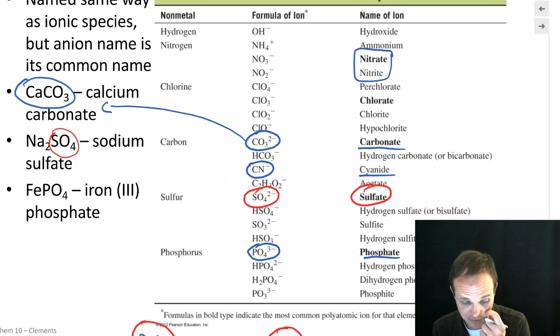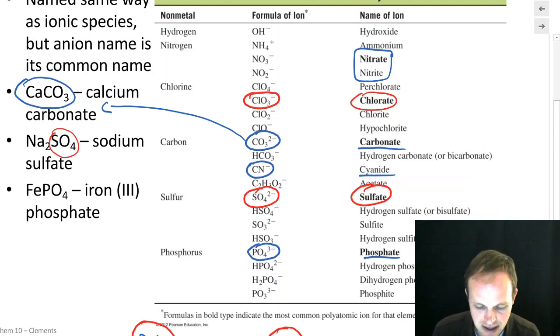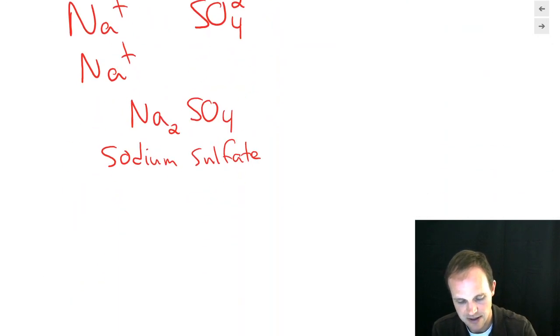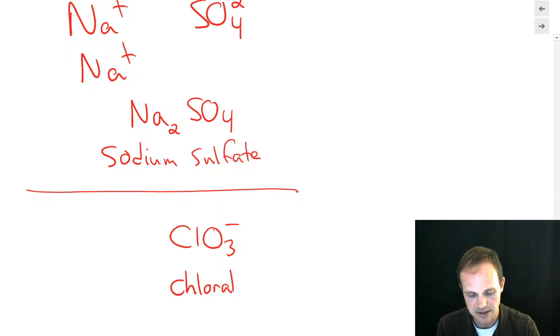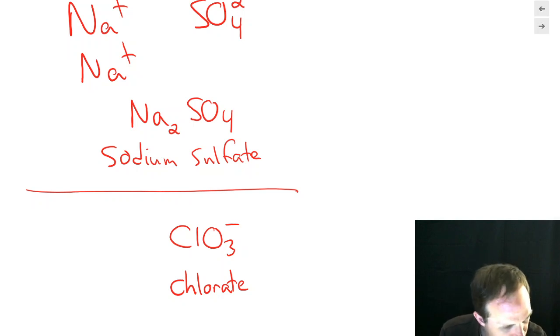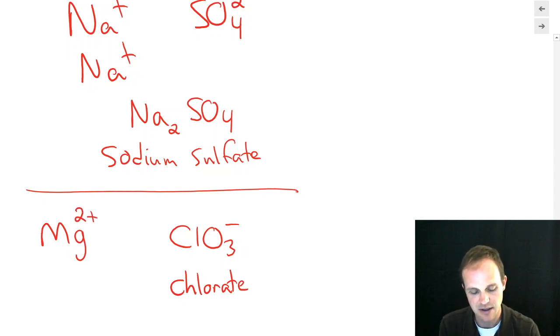Let's do another simple example before I go on to the next one. Let's pick chlorate here. Chlorate is ClO3 with a single minus charge. So I'm going to write that down here. Scroll back down. I've got chlorate, ClO3 minus. Let's go ahead and pair that with magnesium. Now magnesium, what kind of charge does it have? It's an alkaline earth metal, so it's got a +2 charge. Mg2+ and ClO3 minus.